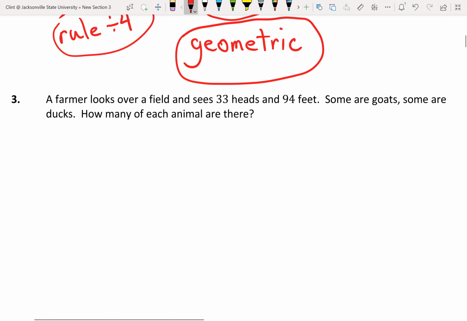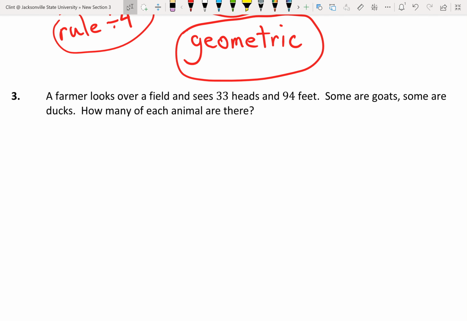Look at number 3. We got the animals in the field here, and we got goats and ducks on this one. So we've got a total of 33 animals because it says we have 33 heads, and we're trying to end up with a total of 94 feet. Okay. So we're assuming all the goats have 4 feet and all the ducks have 2 feet. Okay. So again, on these, it's just trial and error is, to me, the best way to work these.